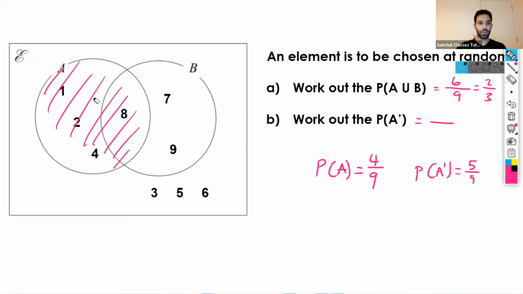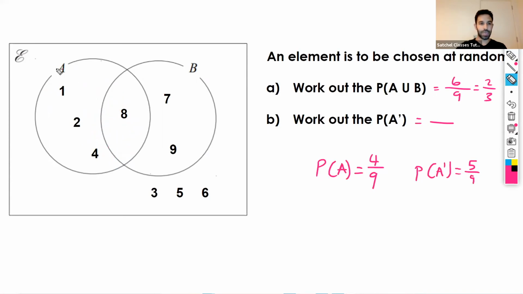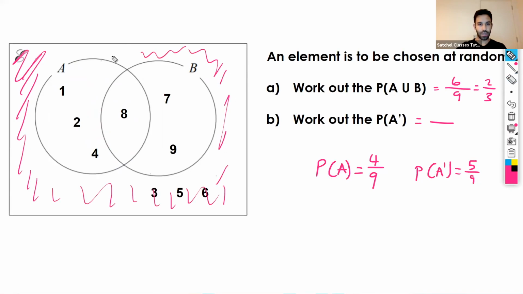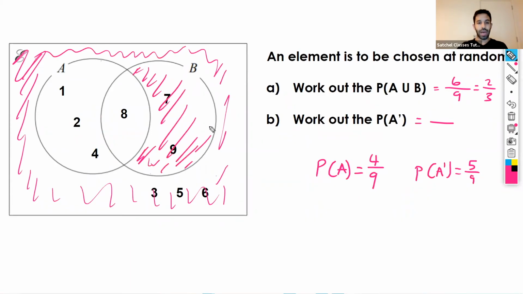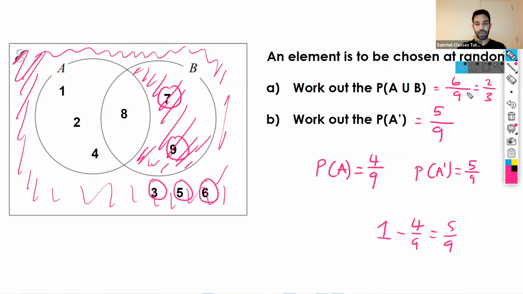If I wasn't to do it this way, and if I was to shade the region that is not A, that's going to be everything on the outside and everything in this B region as well. So how many numbers are in the shaded region? Well, that's 1, 2, 3, 4, and 5. So again, it's going to be 5 out of 9. So you could have worked out the probability of A, and from there did 1 minus 4/9, which gives us 5/9, or you could have simply shaded in the region that is not A and still got 5 numbers out of a possible 9.